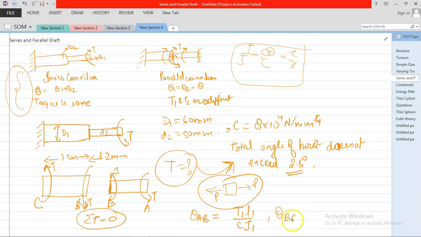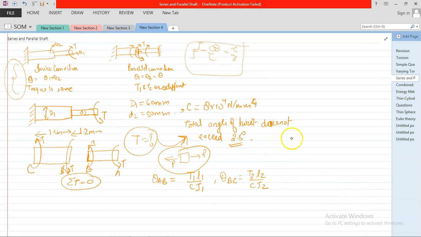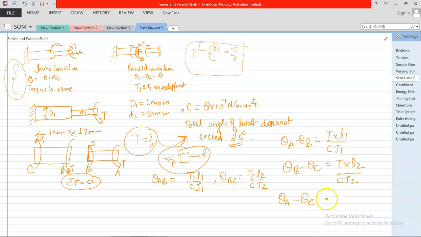Let me write it like this. Theta BC is equal to T2 L2 by C J2. Now let me write it more clearly. Theta AB is theta A minus theta B, equal to T L1 by C J1, because the torque is equal in both cases, T1 and T2 are equal. Theta B minus theta C is T into L2 divided by C into J2.